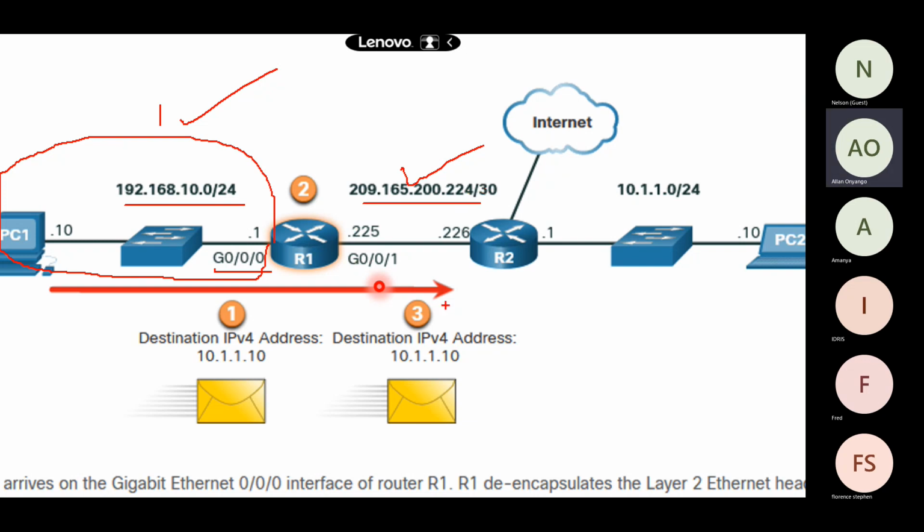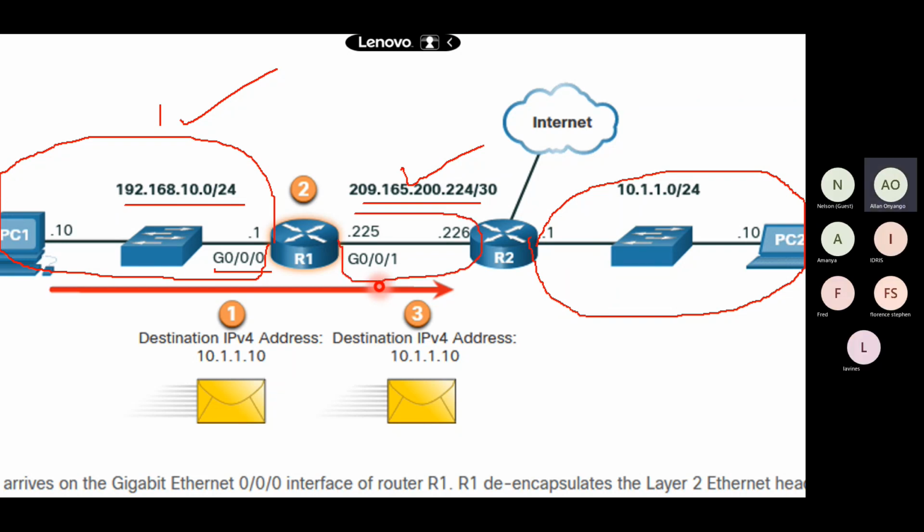Now, this is a special network here. The reason I'm calling it special is because when you're in R1, R1 is connected to 2 networks. When you're in R2, R2 is also connected to 3 networks, because R2 has this network here. R2 is also connected to the same network here. Can you see the same network that R1 is also connected to?